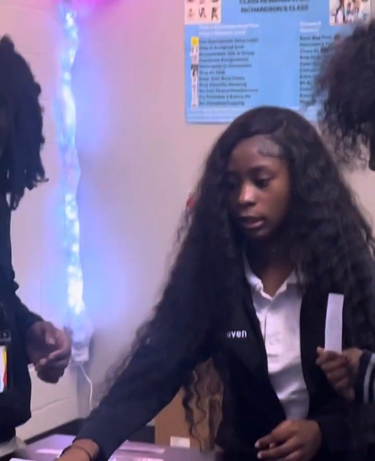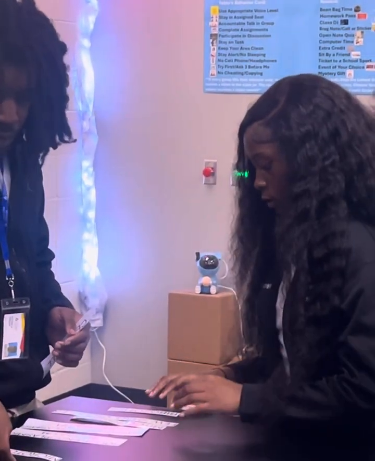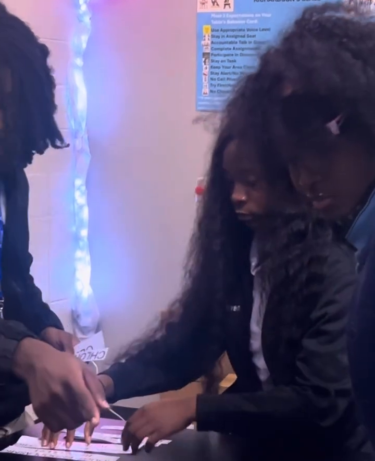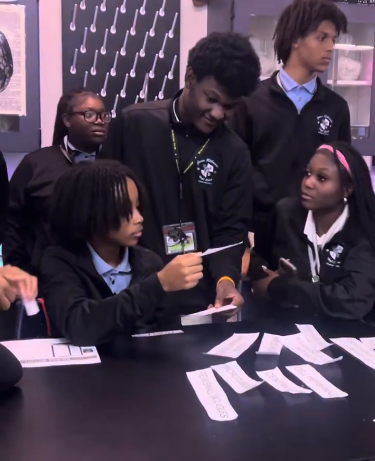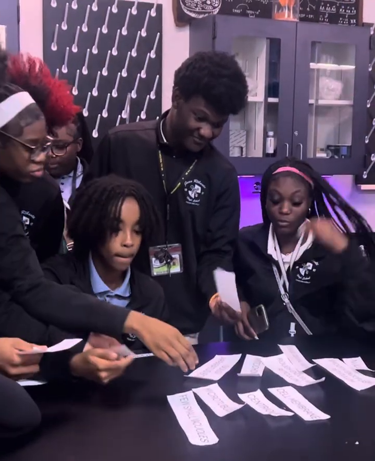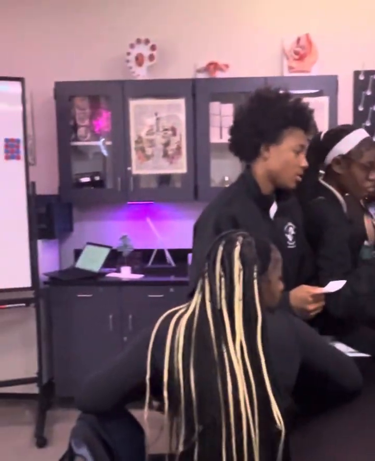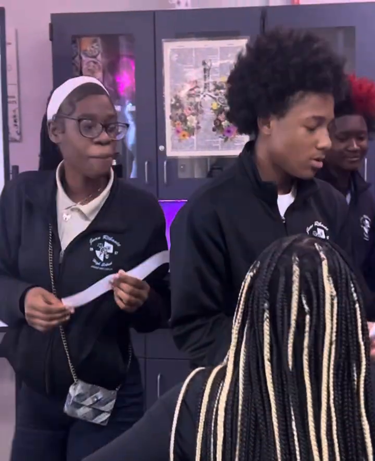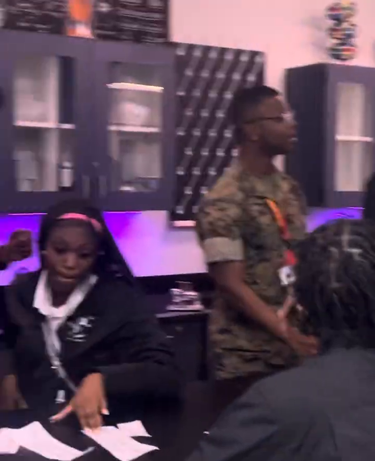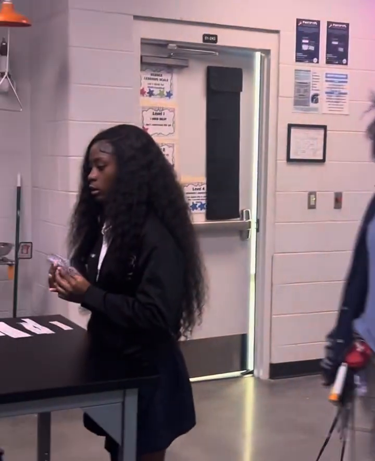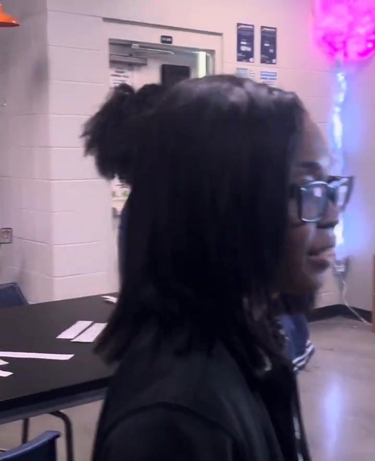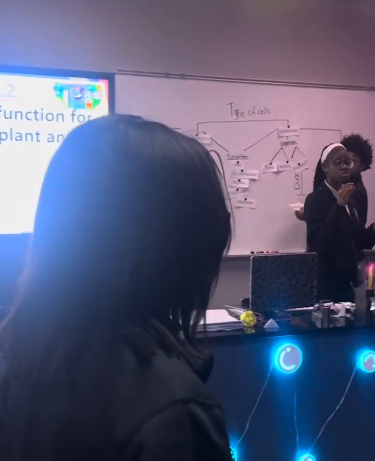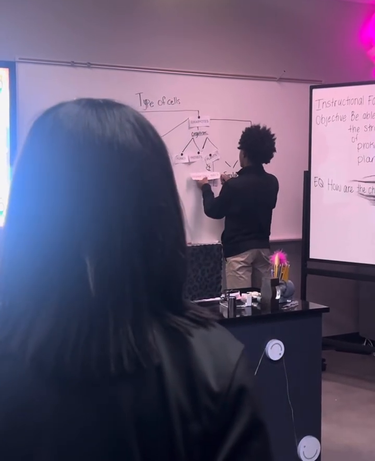All right, go ahead. Work together with your group. Tell me what plants have that animals don't have. Plants have leaves, but animals don't have leaves. I got cell wall. You said differences? Yes, what are the differences? The differences.